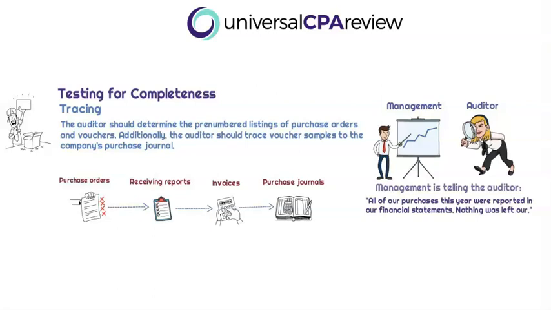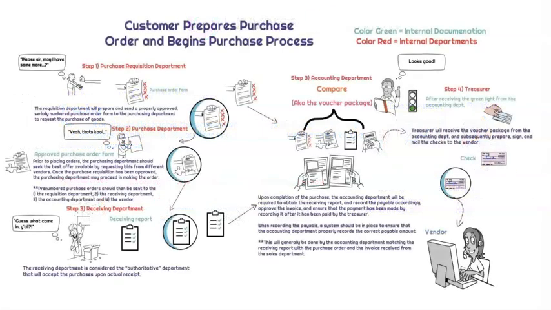Okay, so we're going to be tracing all the way to the company's purchase journal, right? So thinking about management's internal controls and how this documentation is being generated by management and ultimately recorded by the company accountants or the bookkeepers, we're going to be starting from document number 1 and tracing all the way to that final report.